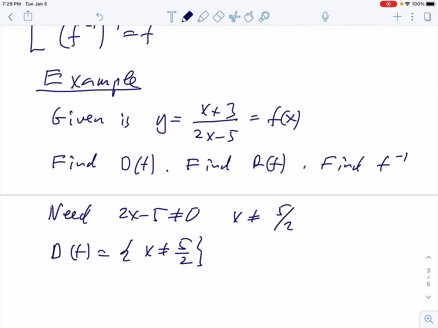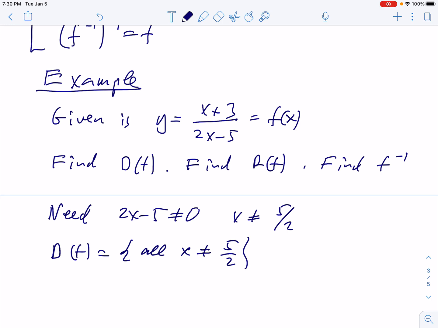We're always using braces when we describe sets of numbers. So that's a set of real numbers. And we can write this more completely this way. Let me rewrite it here this way. All x different from 5/2. So from the number line we remove this number.